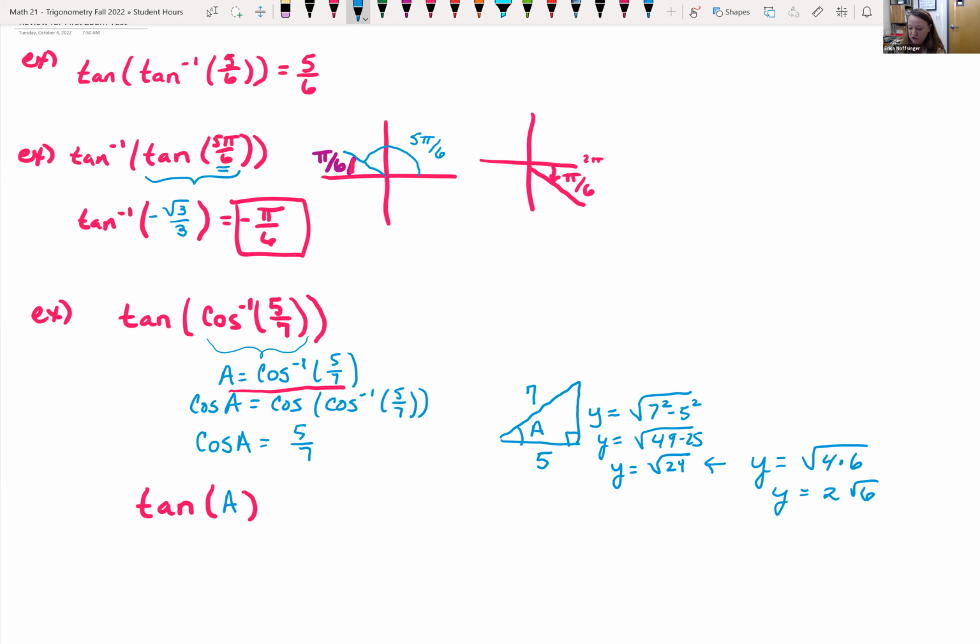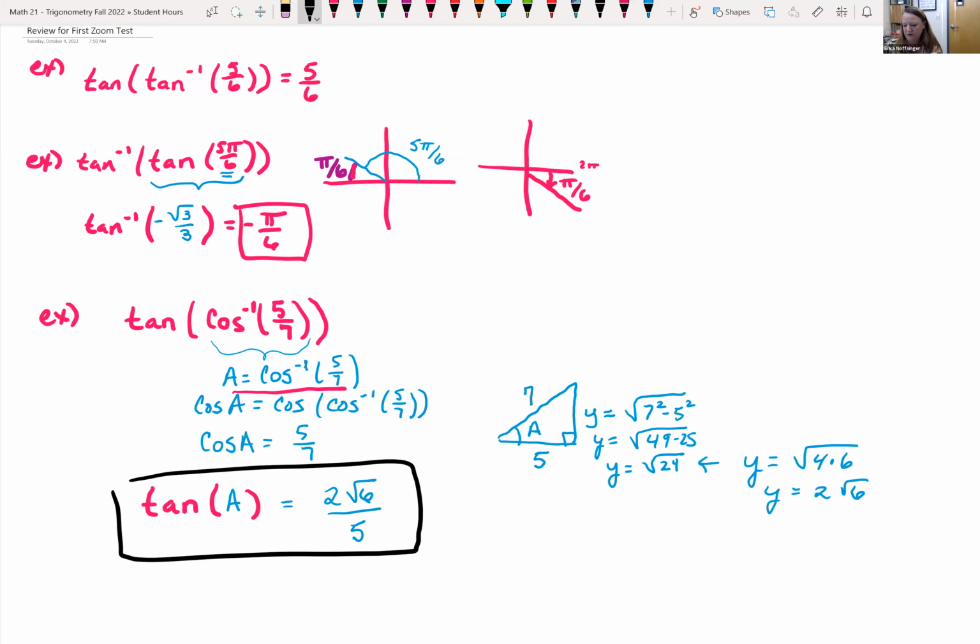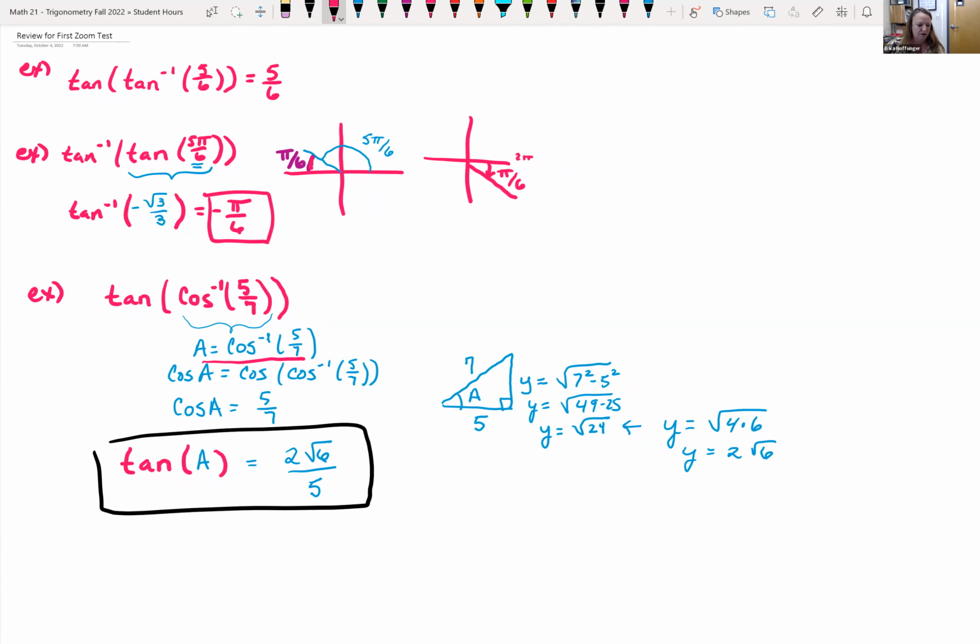So now if we look at our triangle, we know that tangent is opposite over adjacent. So the opposite side, which we just found, was 2 root 6, all over the adjacent side, which is 5. So when you're dealing with the composition of functions and you are looking at an inverse function where you don't know what angle would give you back that argument, then create your triangle.